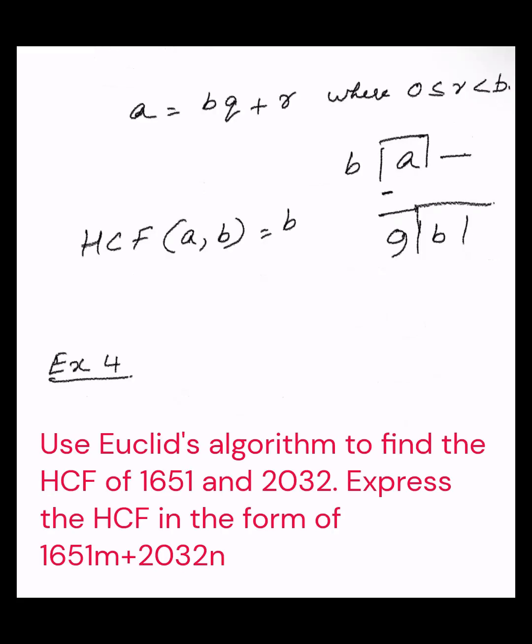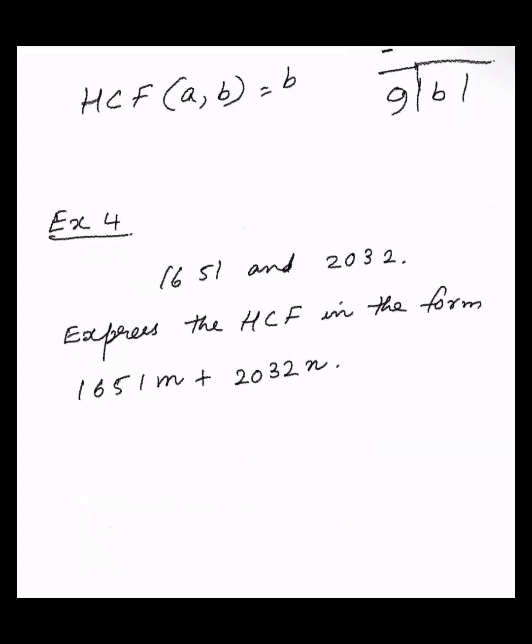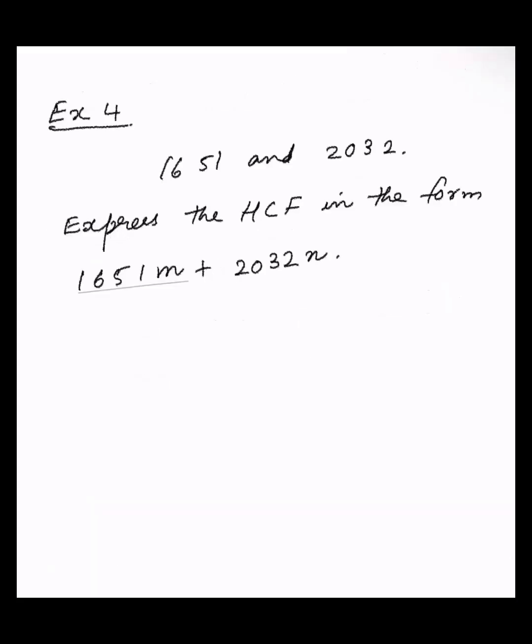Use Euclid's division algorithm to find the HCF of 1651 and 2032. Express the HCF in the form 1651m + 2032n. We need to find the HCF. Which is the bigger number?